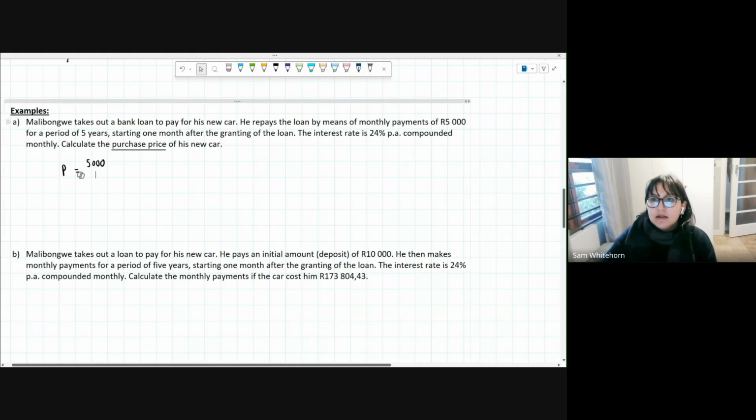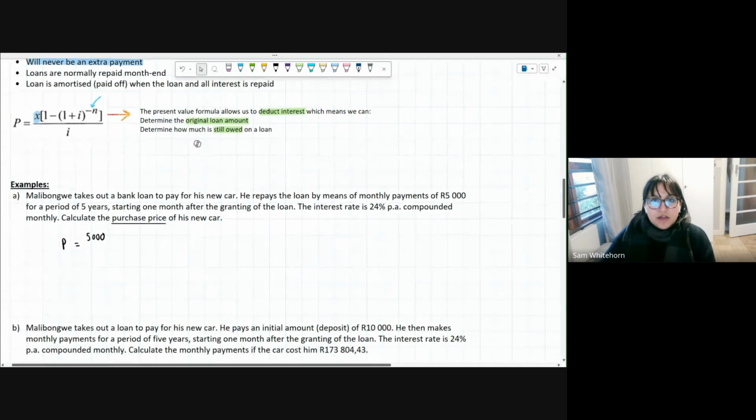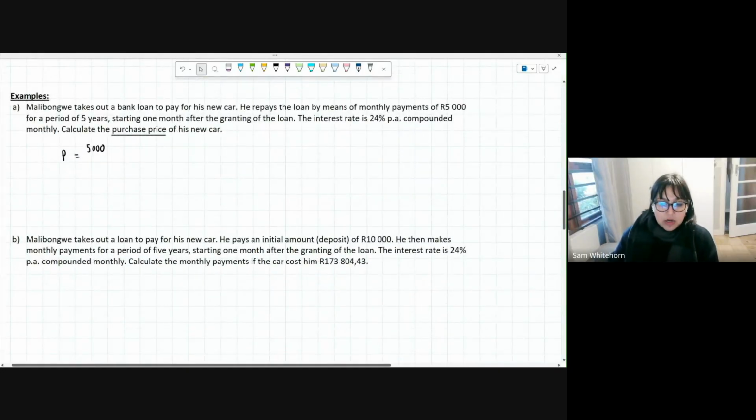And what you can see here, if we just go back to our formula, because of that negative n as well, it allows us to deduct interest, which means that we can figure out our original purchase price or our original loan amount, and figure out how much is still owed on the loan, which we're going to get to. This is why the formula is so nice, because it takes into account all of the interest that we do need to repay on our loan, which is really important in a loan scenario.